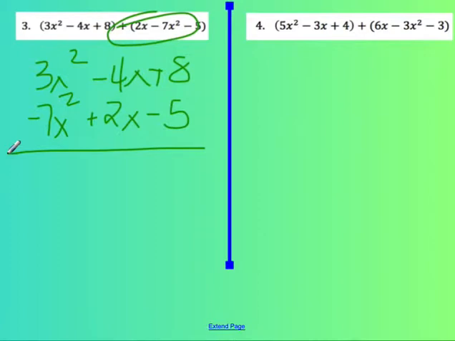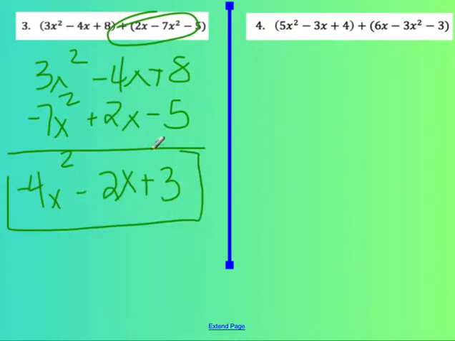So I'm going to take 3x squared minus 7x squared. Well, 3 minus 7 is going to be a negative 4. And again, that's going to stay as x squared. You do not add the exponents. The negative 4x plus 2x, when you combine those, you're going to get negative 2x. And then again, you're going to keep it as x. You're not adding the exponents. 8 minus 5 is going to be 3. So that right there is your final answer for number 3.